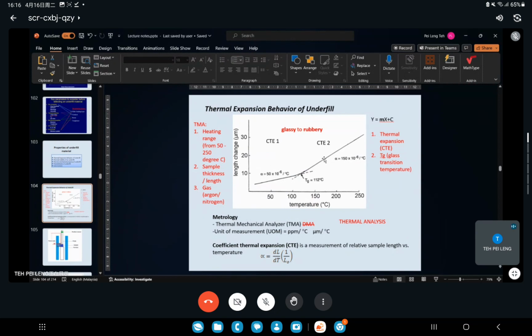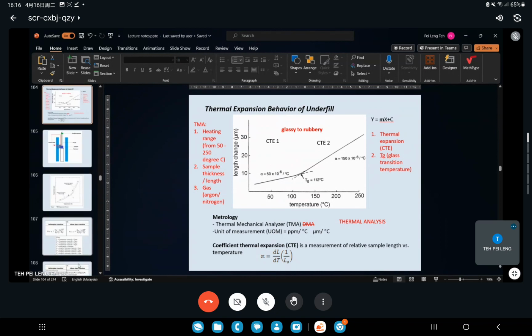Another point, if you want another 2 marks, normally for the formula I will give 2 marks. So this will be your formula. What is this? What is alpha? Alpha is CTE, right? So CTE equals dL over dT.